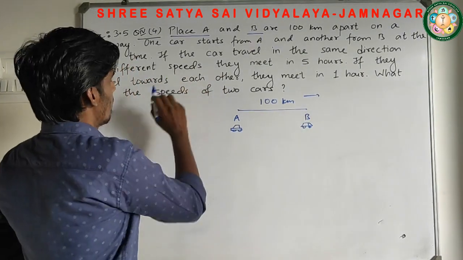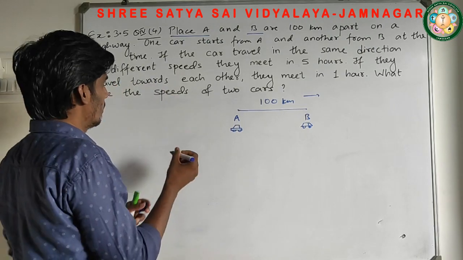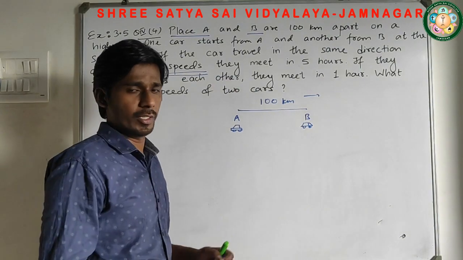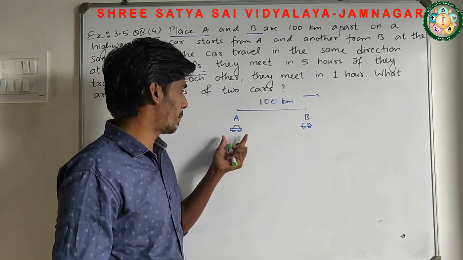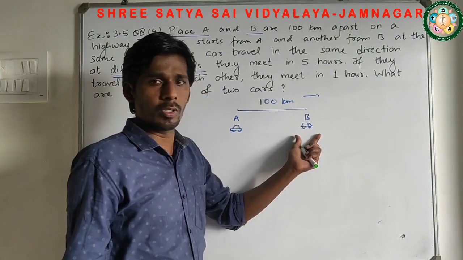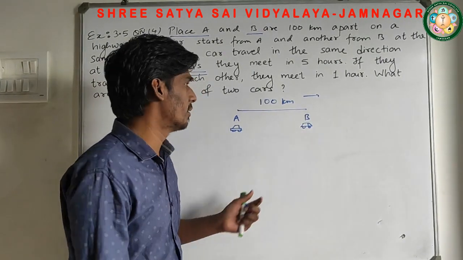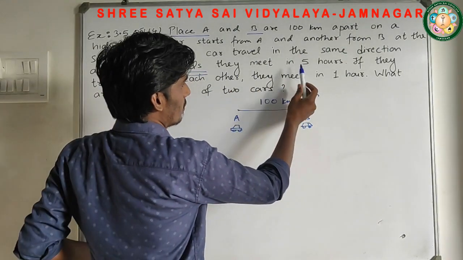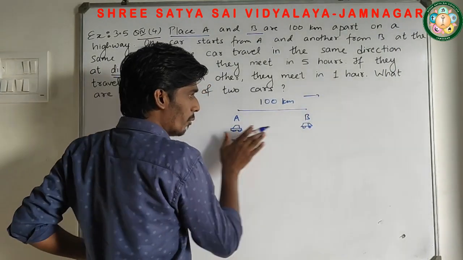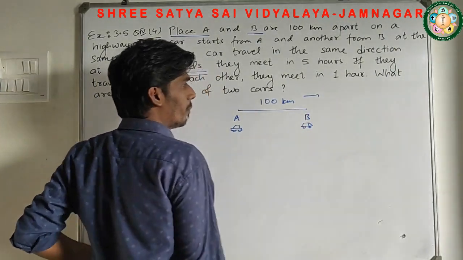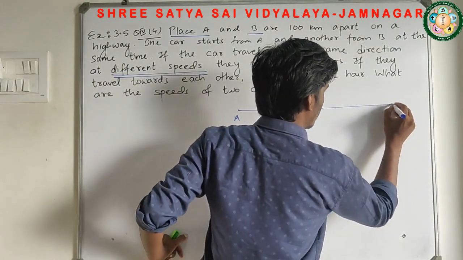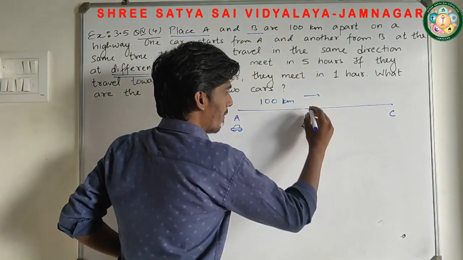Then at different speeds. This is the important part. Here it is mentioned that the speeds of both the cars are different. The speed of the car at position A and the speed of the car at position B are different. They meet in 5 hours. So by moving in the same direction, they meet each other after 5 hours. Let's take that point at point C.